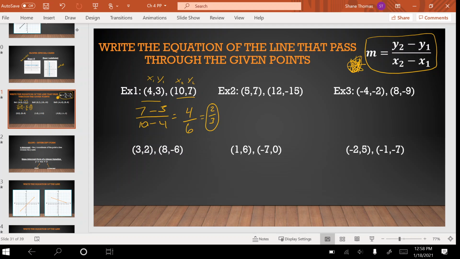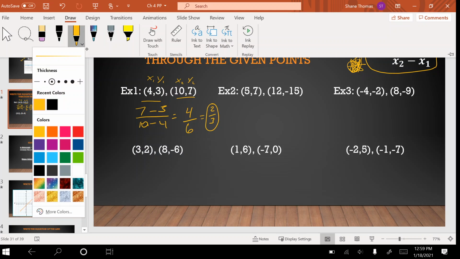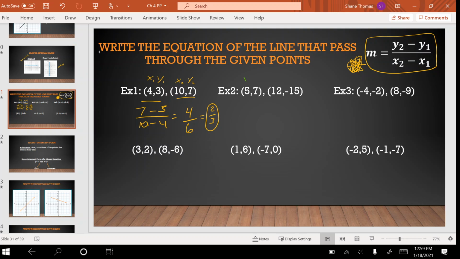First one's done. Can you use a different color? Something a little brighter. I guess pretty dark colors. Try red or lime green, maybe. Might work. Okay. All right, next one. Let's try it. I'm going to label it X1, Y1. Better? Okay. And then X2, Y2.